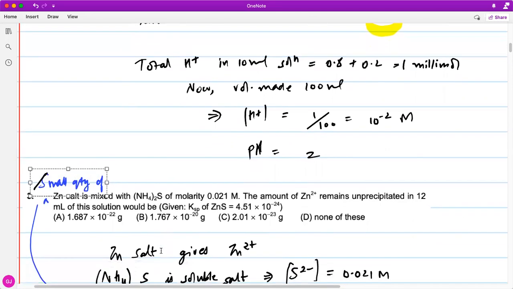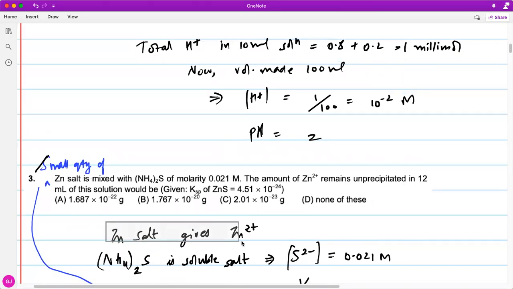We'll see how. The zinc salt will give Zn2+ ions, and for the ammonium sulfide salt, as you can see, neither its Ksp is given nor is it being asked, right? Neither the Ksp is given nor it's being asked. So we'll consider it to be a soluble salt, and as a consequence, you see the S2- ion concentration.